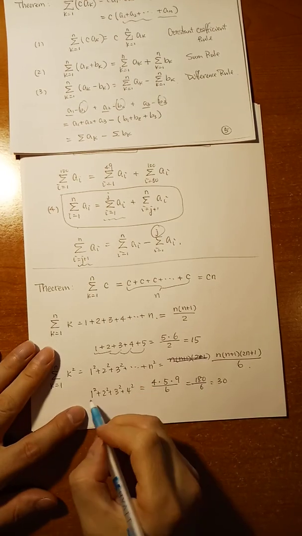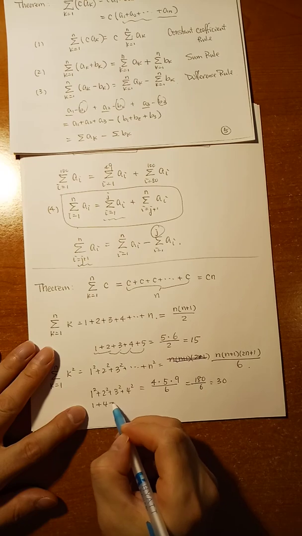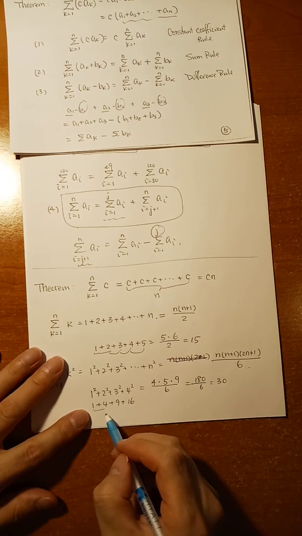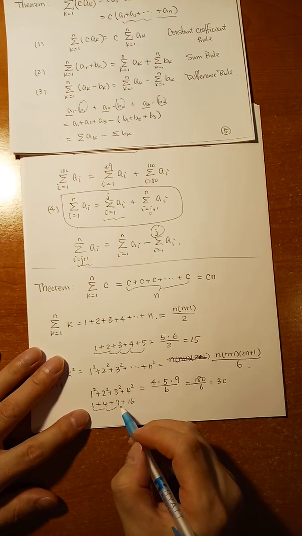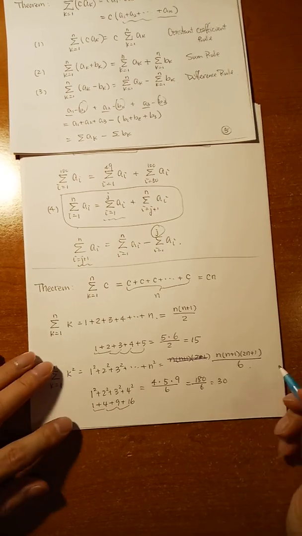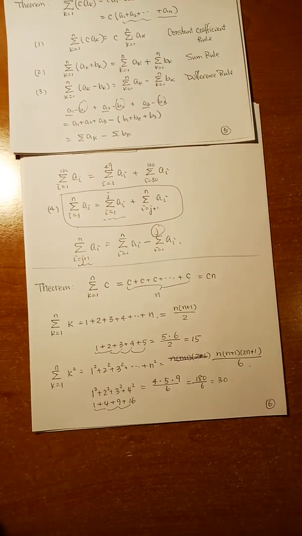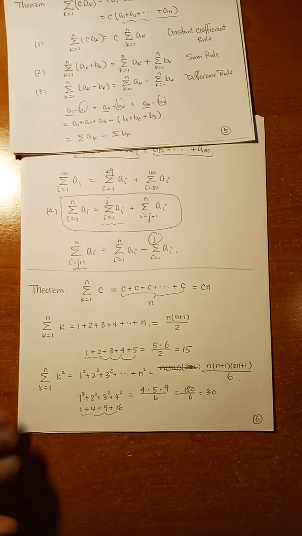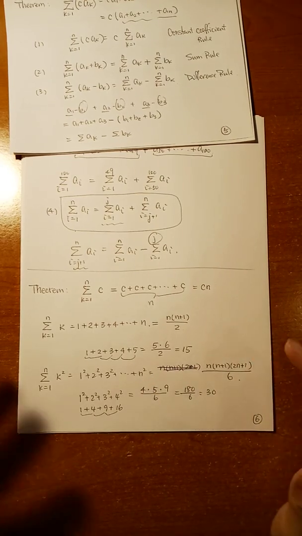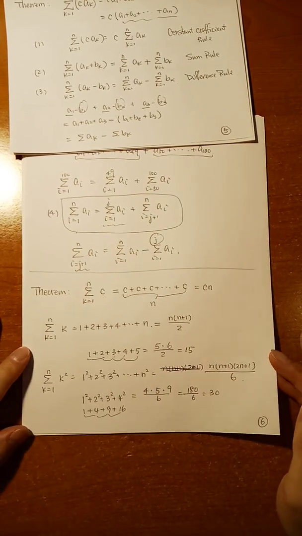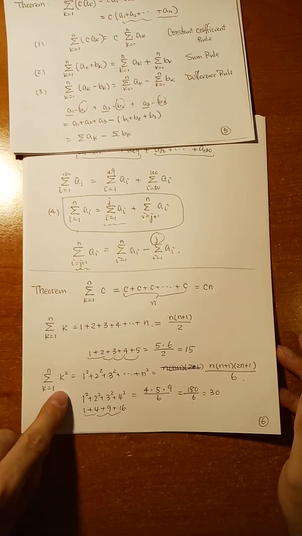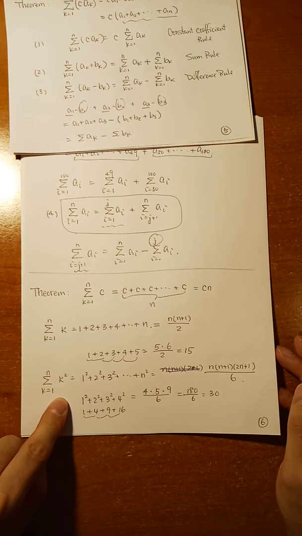Well, let's check. 1 plus 4 plus 9 plus 16. 1 plus 4 is 5. 5 plus 9 is 14. 14 plus 16, 30. Very good. So it's correct. Okay, so it's a right formula, at least in this case. So this is the formula for this special case, a special sequence.